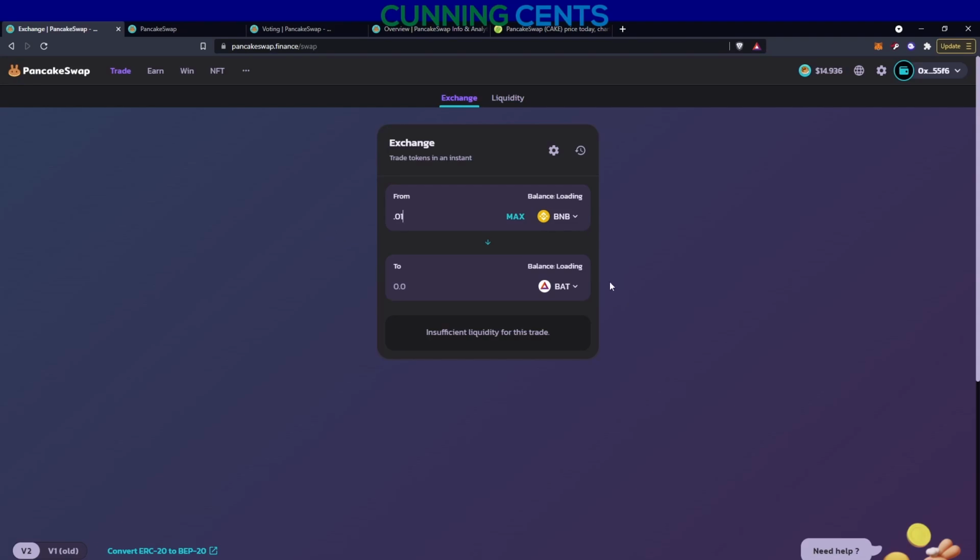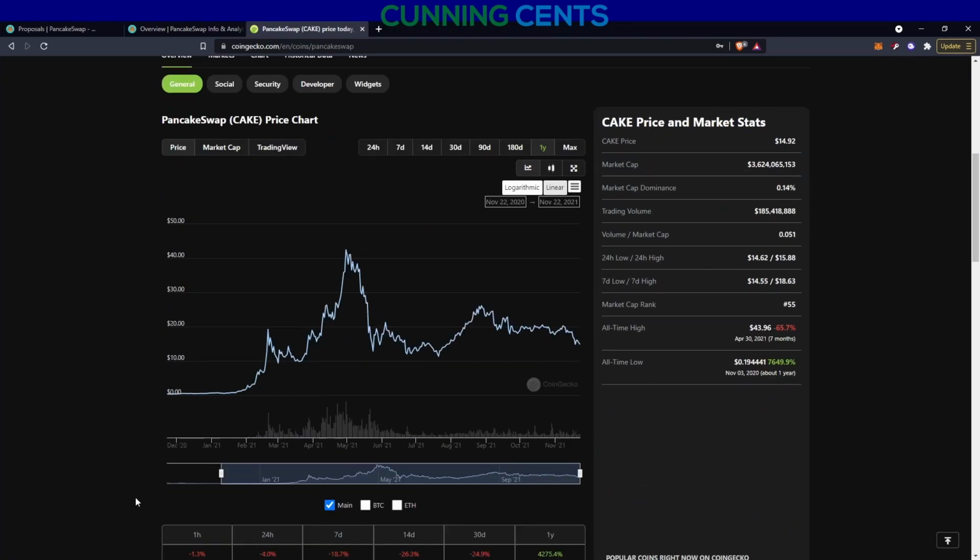I do most of my Binance swapping here. I'll buy BNB with my credit card, generally on Binance.us, and then swap it over to here through Trust Wallet. The price is on a downtrend right now. I was not in at this point.